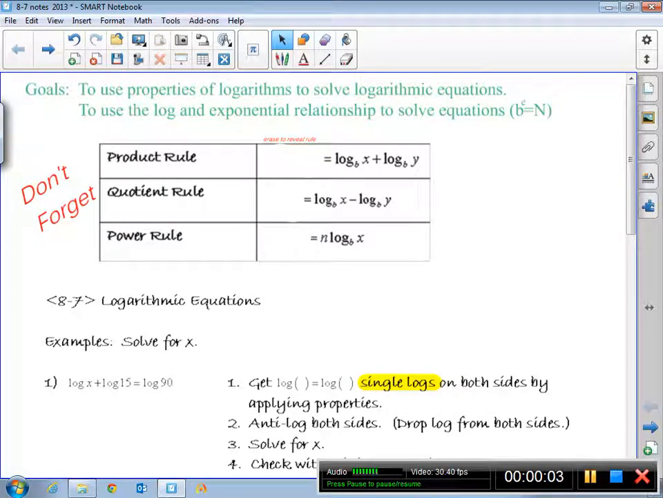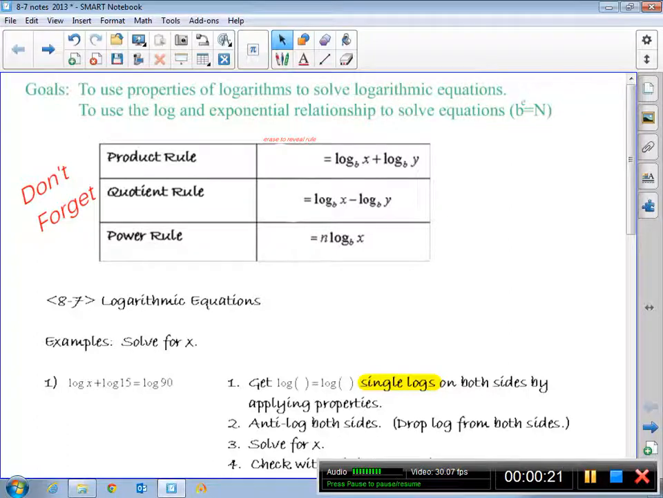Today's lesson is on solving logarithmic equations, and they're going to look a little different than yesterday's lesson. So we want to remind ourselves of a few things. The first thing I have up here are the properties that we've been using all chapter.